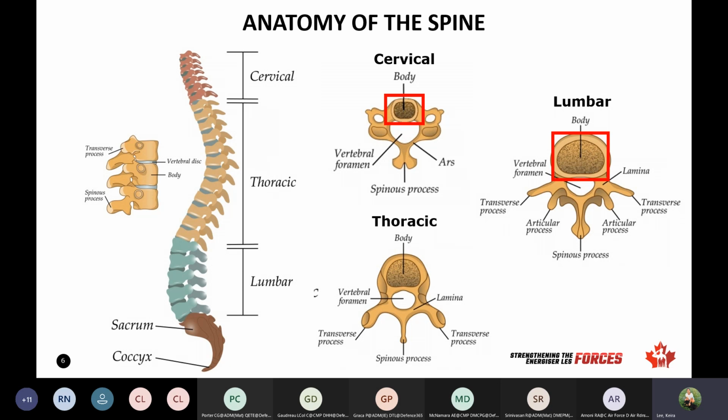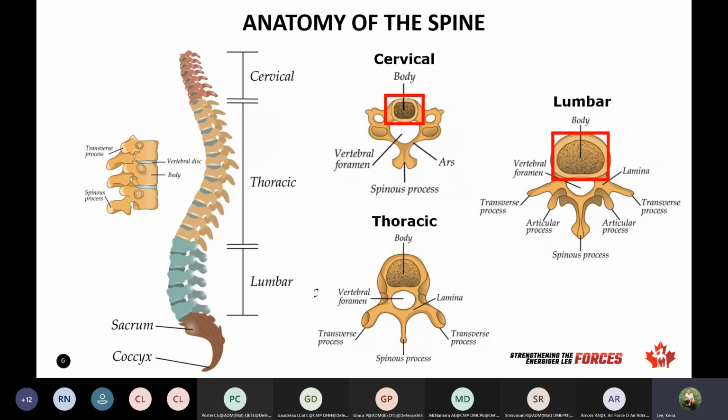So for example, we can see the red box here that I've added shows how our cervical vertebrae have smaller vertebral bodies than the lumbar vertebrae do. And there's a reason, there's a method to that madness, right? Our lumbar vertebrae have to be able to support the weight of our body when we're standing up due to the effects of gravity. So we're going to need that larger kind of base to support that weight.